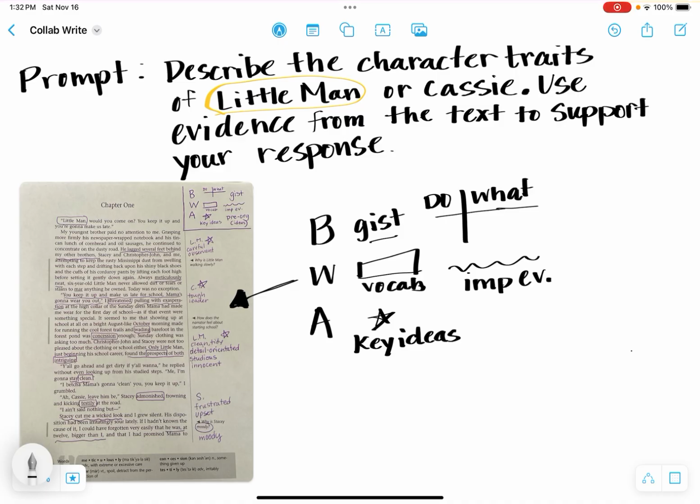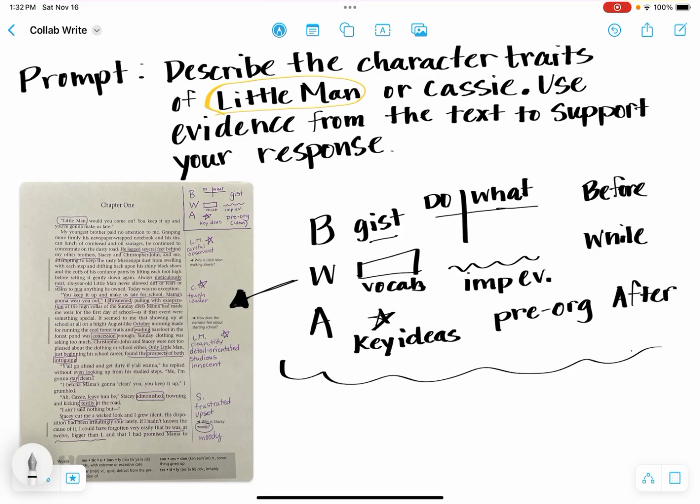And you also pre-organize your ideas. So this is where you might jot notes on the side. Now, this is just one strategy, and again, it means before you read, while you read, and after. And a lot of times, if we're reading an article, I do this strategy prior to a collaborative write.